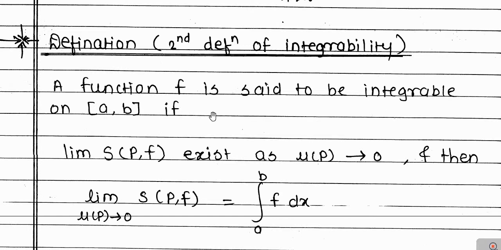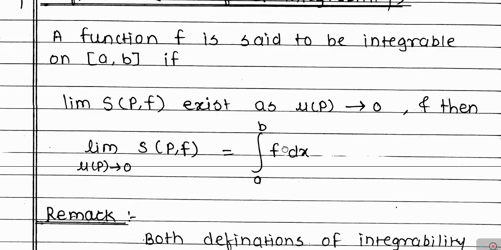Now, the second definition of integrability of a bounded function, which we just defined, is: a function f is said to be integrable on the closed interval a to b if the limit of the Riemann sum over the partition P of the function f exists as the norm of the partition tends to 0, and then that limit is called the integration of function f from a to b. Okay, such is the second definition of integrability.